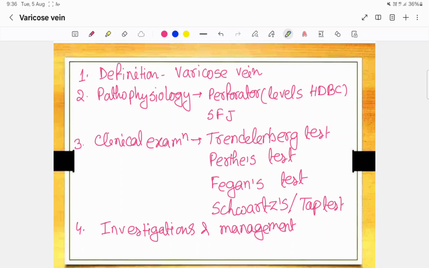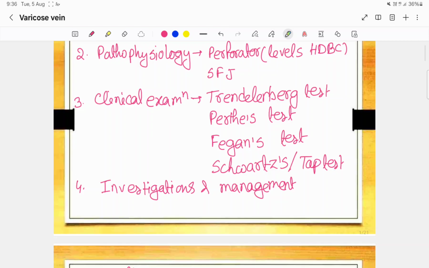In clinical examination, we do the Trendelenburg test. In the Trendelenburg test, we first empty the vein by elevation, then apply a tourniquet. If with the tourniquet it fills, it indicates perforator incompetency, and if it appears after removal of the tourniquet, then it is saphenofemoral junction incompetency. In Perthes test, we apply a tourniquet and the patient is asked to walk. The varicosity should go due to the calf pump, but if it remains, then it is perforator incompetency or DVT may be present.